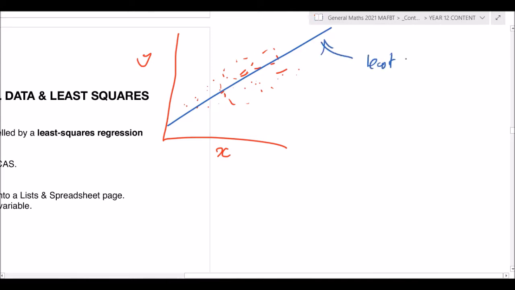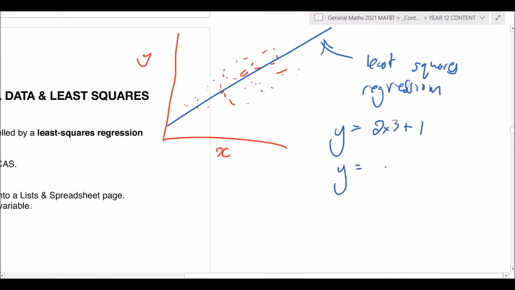You remember with these sorts of graphs, you could have lines like this, where this line is called a least squares regression line, and we use this line to make predictions. Let's say, for example, the line rule was 2x plus 1. We use this to make different predictions, like if x was 3, what would the value be? Well, y equals 2 times 3 is 6, plus 1 is 7. So if x was 3, y would be 7. That's how we used that line.